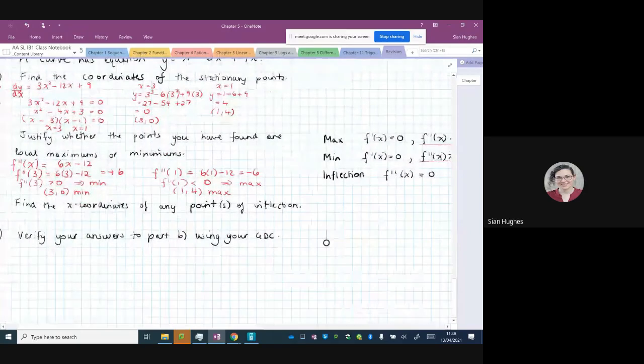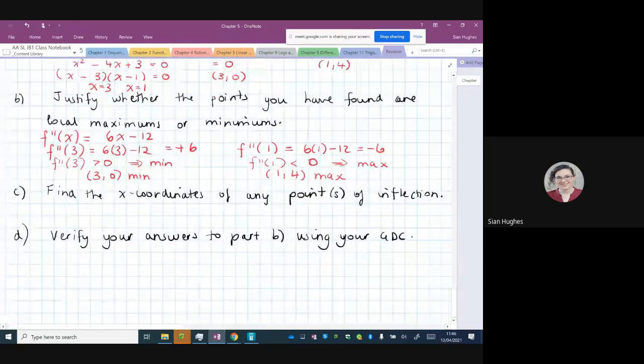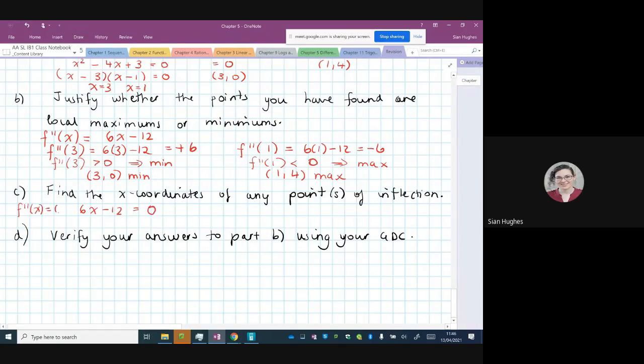Okay, right, next part, find the x coordinates of any points of inflection. So our rule for inflection points is that the second derivative is 0. Now, we already know the second derivative from part B. It's 6x minus 12. So we can take that equal to 0, which means x is 2. And we've only got 1 point of inflection. We didn't know from the question if there was 1 or more than 1. It turns out there's only 1.